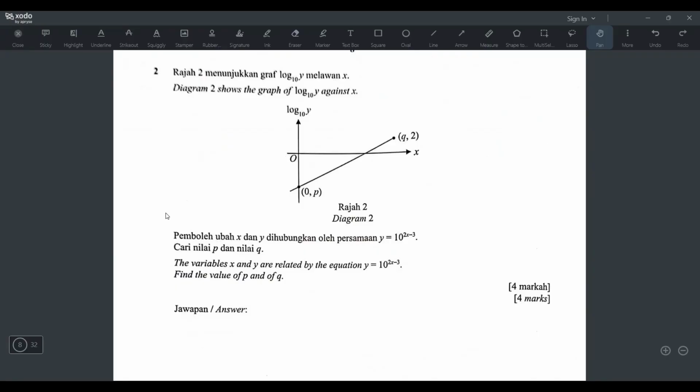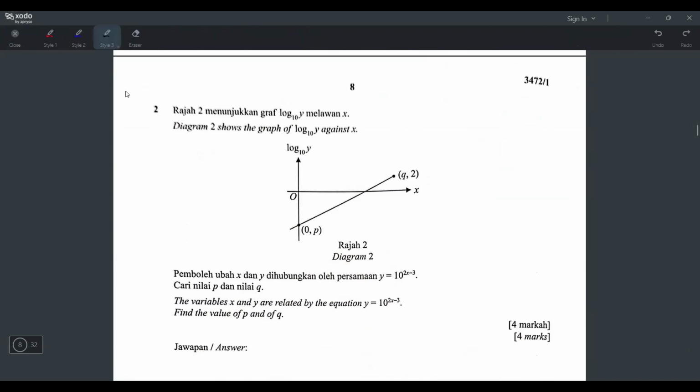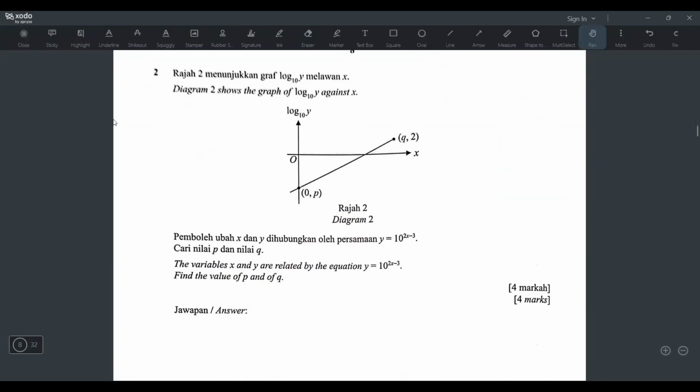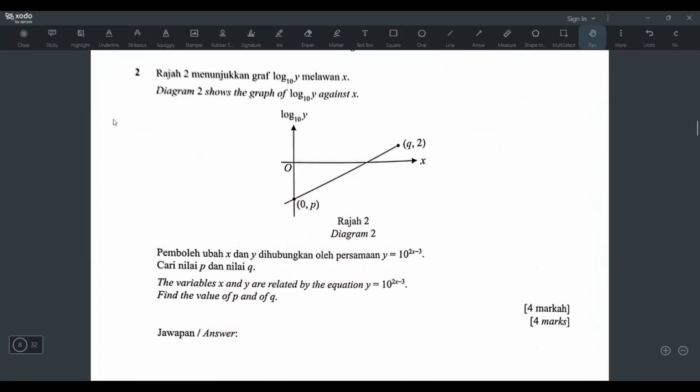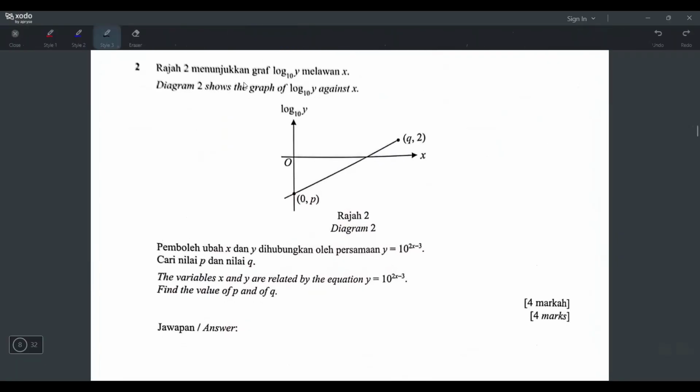All right, let's keep going with question 2. Just by looking at the diagram, I already know which chapter this is. This is linear law, Form 4, chapter 6. Yeah, chapter 6. Okay, let's do this linear law question.